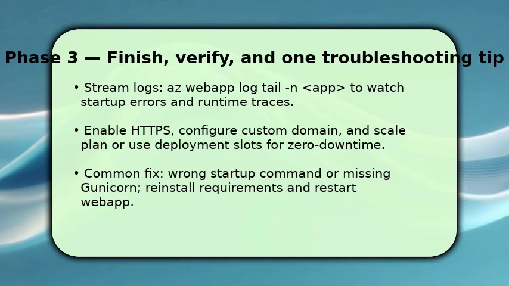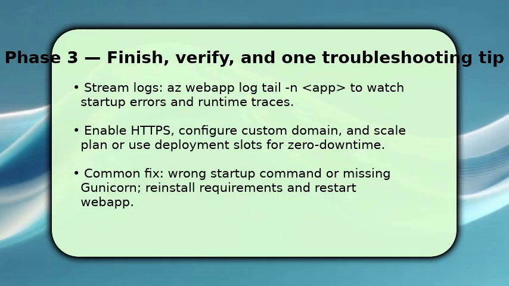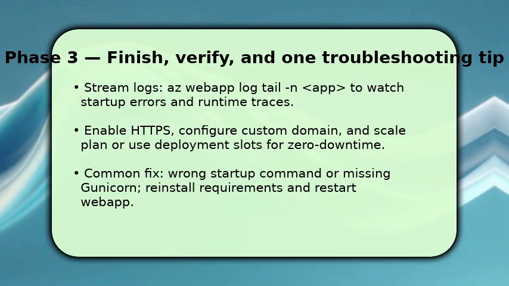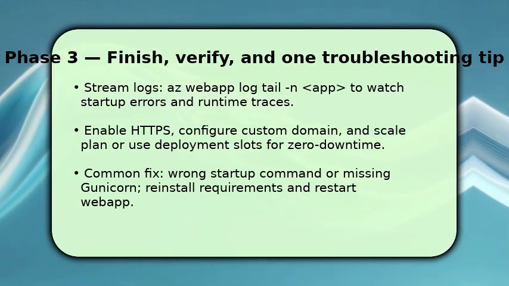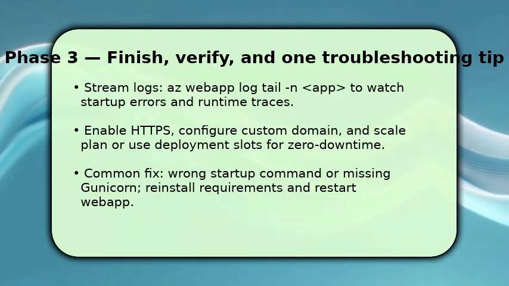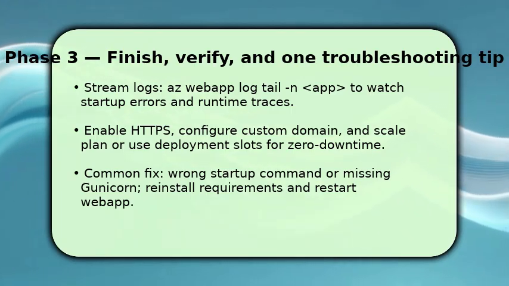You finish by validating the deployment. Tail the logs with az webapp log tail to confirm the app bound to the correct port and that Gunicorn started. This tells you why a 500 or startup failure happened. Then enable HTTPS and add a custom domain if required, and scale or set up deployment slots for safer releases.